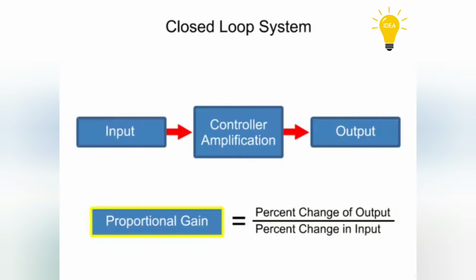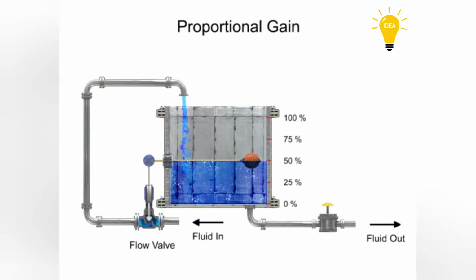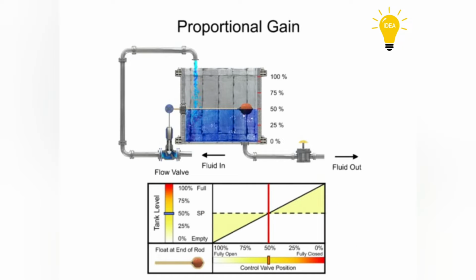To illustrate the concept of gain, a common process of regulating the level of fluid in a tank with a float attached to a control valve is used. The float mechanism is designed so that when the tank level is half full, the flow valve is open to the position that causes the amount of fluid entering the tank to be equal to the amount leaving the tank. The float on the end of the rod is positioned to meet the minimum and maximum flow capability of the valve. The valve is actuated by the float to a fully open position when the tank level is low and fully closed when the tank level is full.